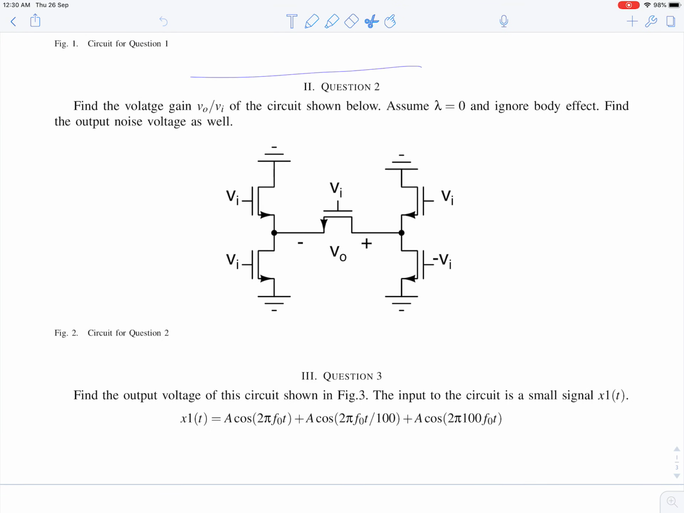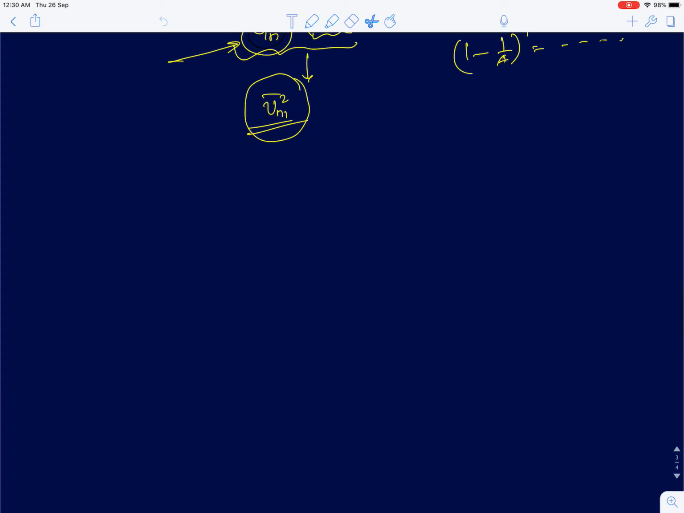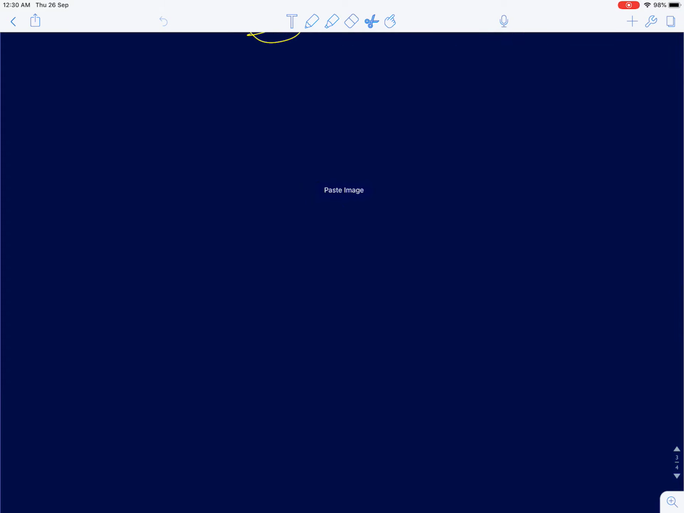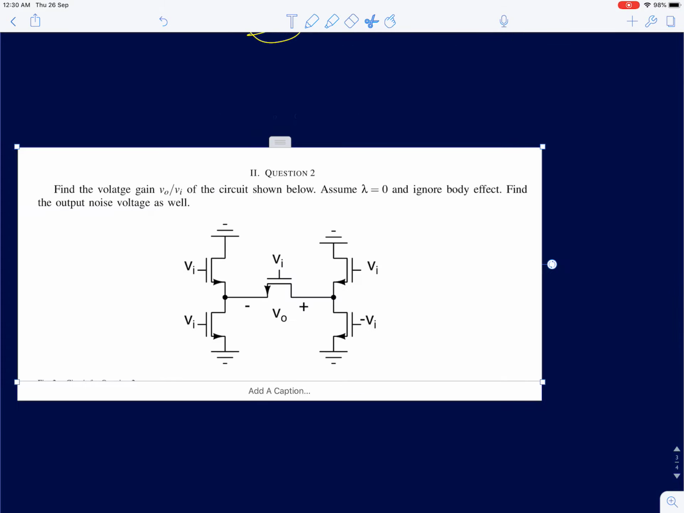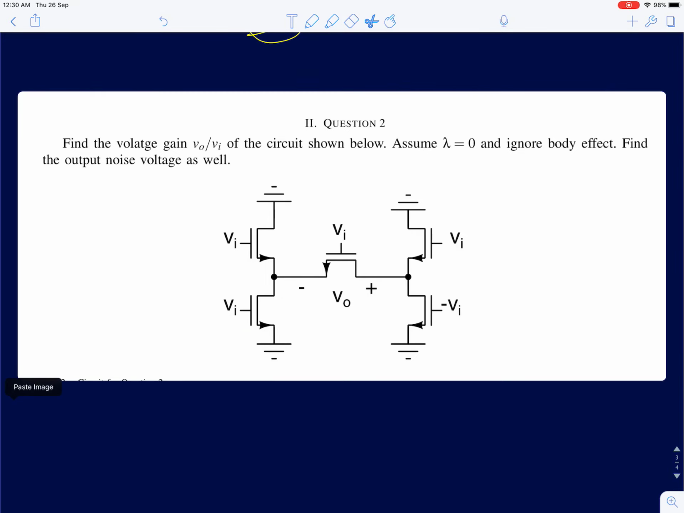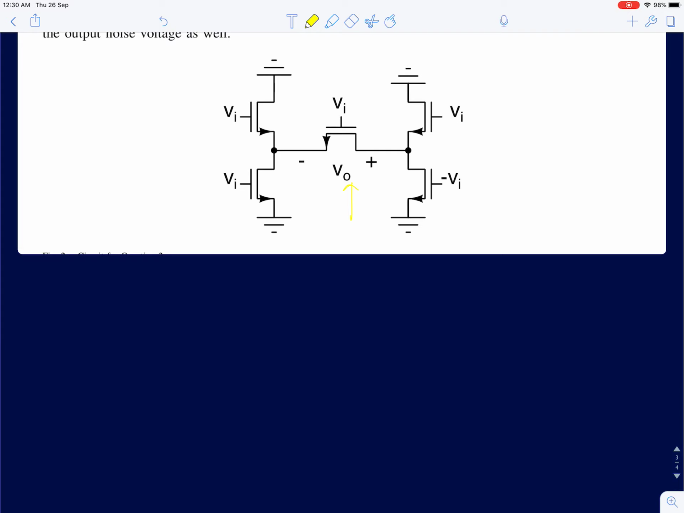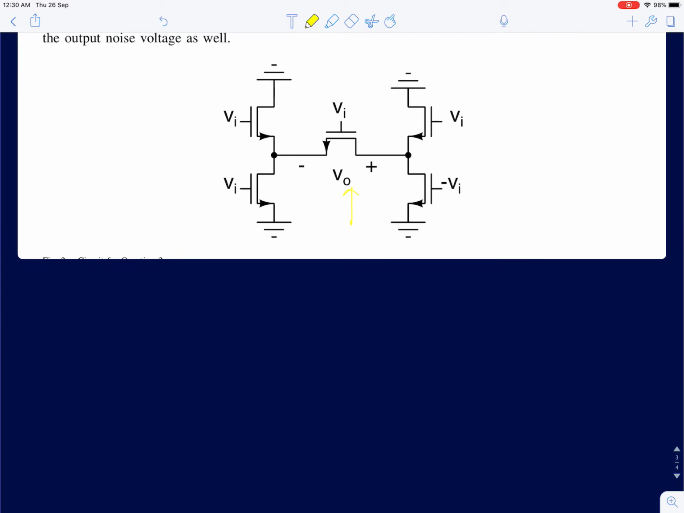We have already discussed this in the class, but I'll just discuss this again. Okay, so in this circuit you're supposed to find the gain across V0. To solve this, of course you can use KCLs and KVLs, but we'll simply use the principle of superposition.